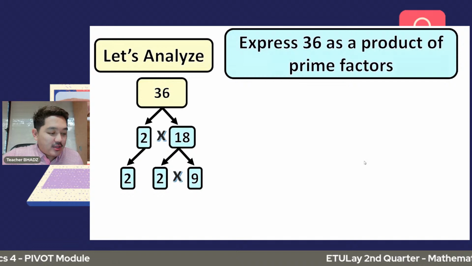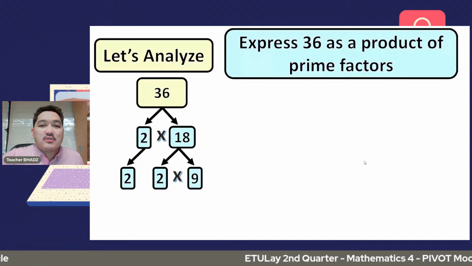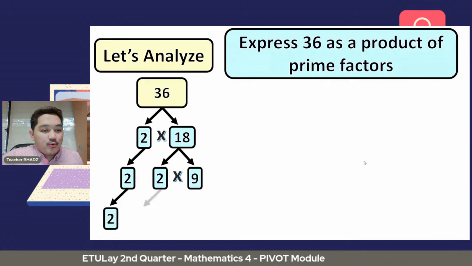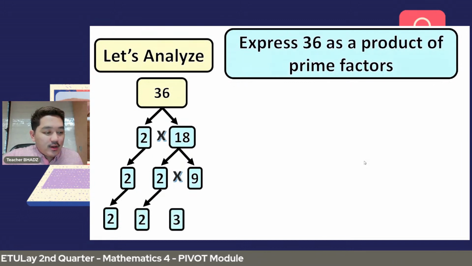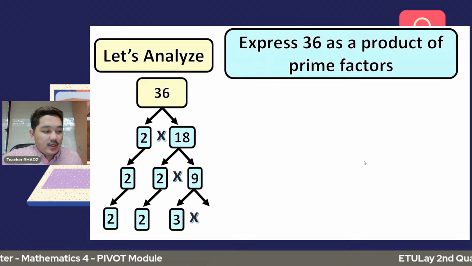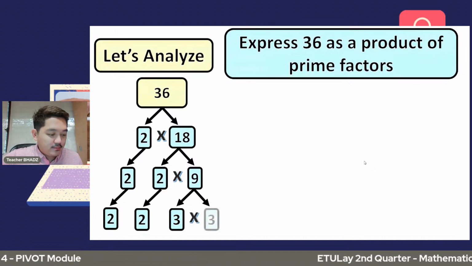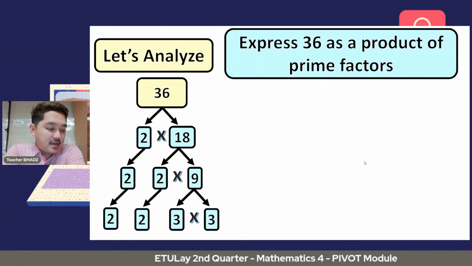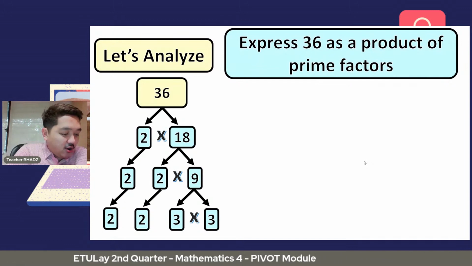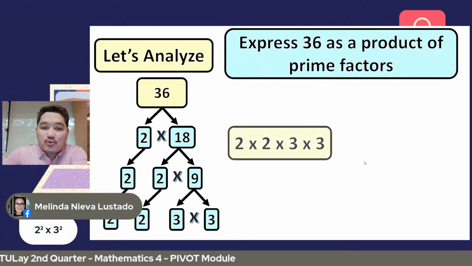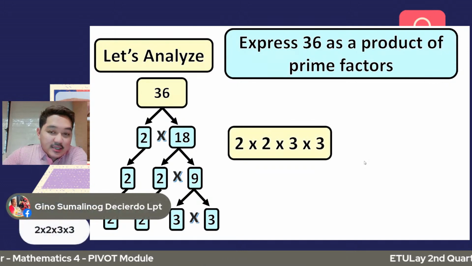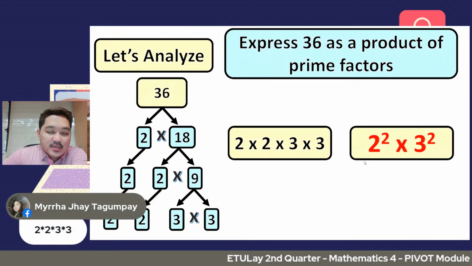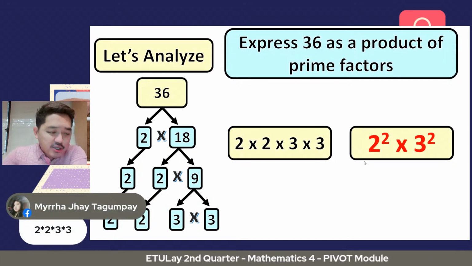And then, tingnan po ulit natin. Ang gagawin natin is to get the prime factors. We have 2, 2, and we have 3 and 3. So, ayan, may tumama ng sagot. Tama si Melinda, si Gino. Ang sagot natin ay 2 times 2 times 3 times 3, or 2 to the 2nd power times 3 to the 2nd power.